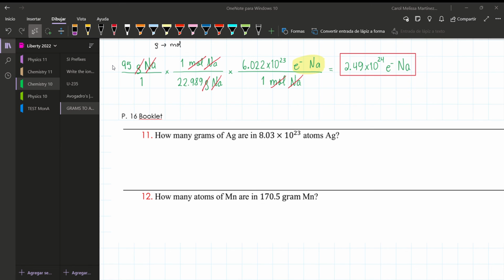Okay, Angie, your answer is good. Efrain, maybe you forgot to write the exponent. It is 8.03 times 10 to the 23. Yeah, in that one, you're going to start with molar mass.